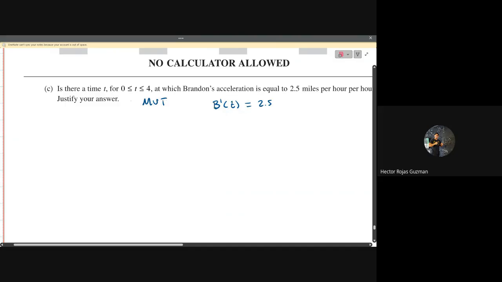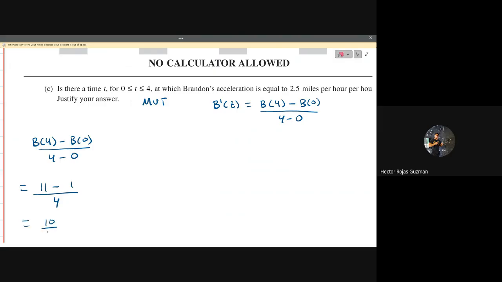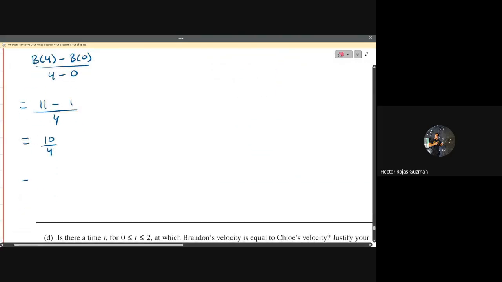So my job is going to be to calculate Brandon's average velocity from 0 to 4. And hopefully that gives me the 2.5 that I'm looking for. So let's go ahead and work it out. B of 4 minus B of 0 divided by 4 minus 0. And if I look at my table, B of 4 is 11, B of 0 is 1, and this is actually 2.5.